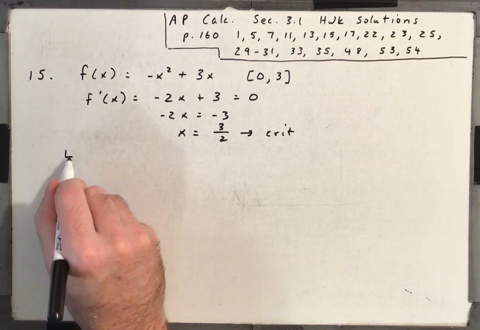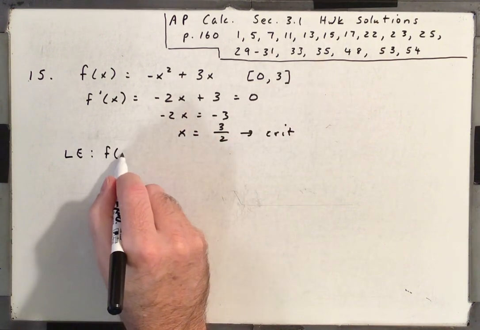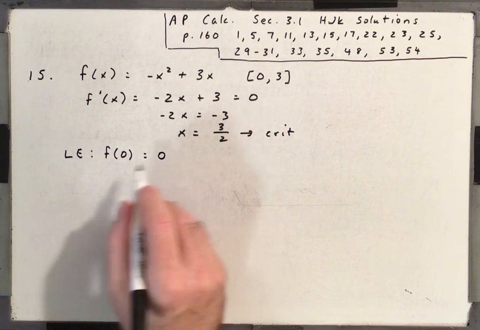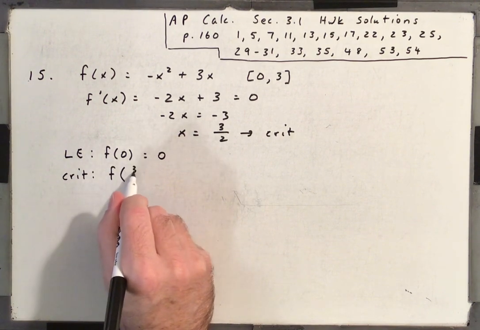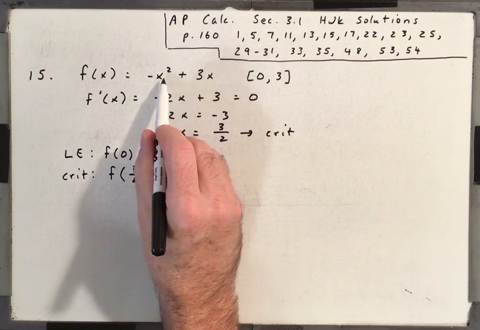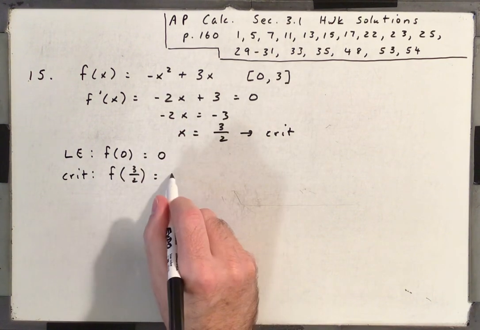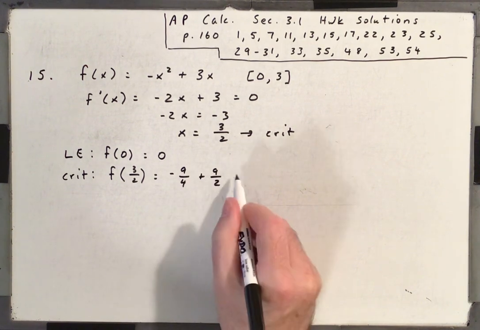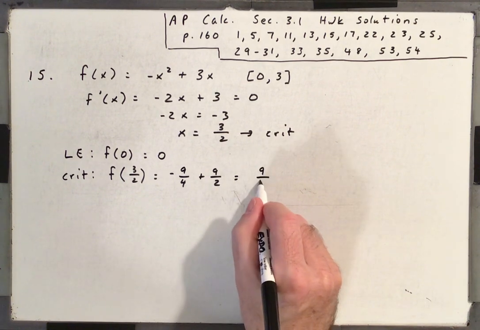All right, so our left endpoint, we have f of 0. Plug 0 into the original equation, and you will get 0. Our critical point, we have f of 3/2. We're going to plug 3/2 in. That would be -9/4 plus 9/2. All right, and that'd be 18 over 4, so that's positive 9/4.